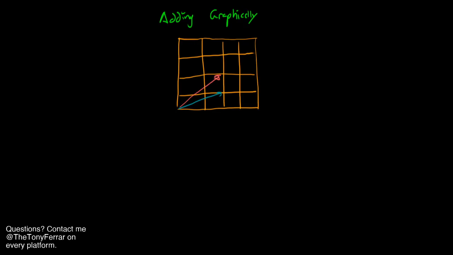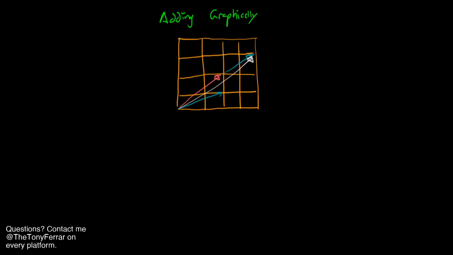To add them graphically, all we do is position them head to tail. So for example, this one goes over 2 and up 1. I'll take it here and go over 2 and up 1 instead, like so. And the resultant now is this vector here. And we can literally count the boxes and see that the resultant here is 1, 2, 3, 4 in the x direction and 1, 2, 3, 4 in the y direction.